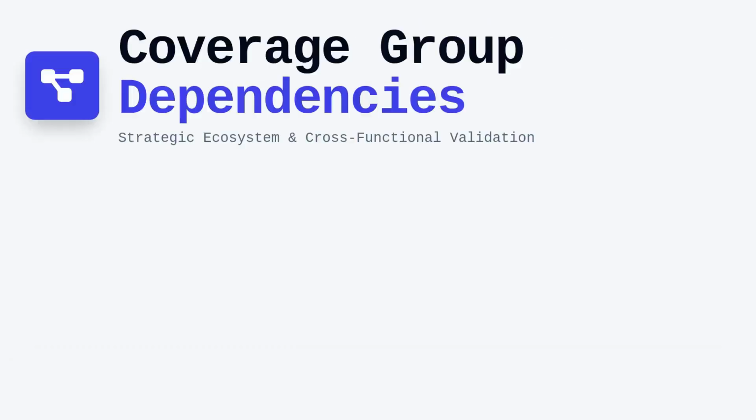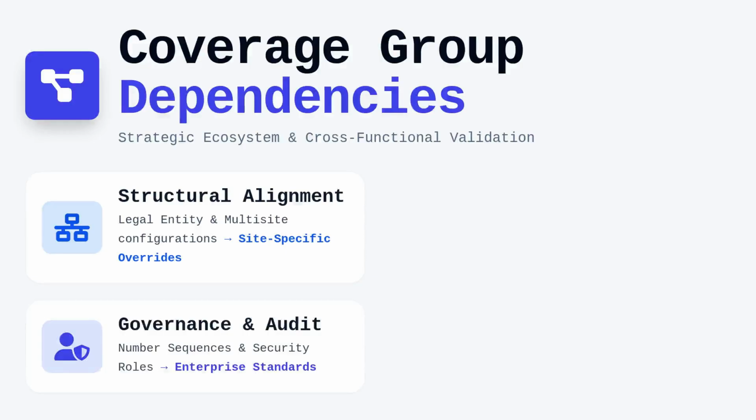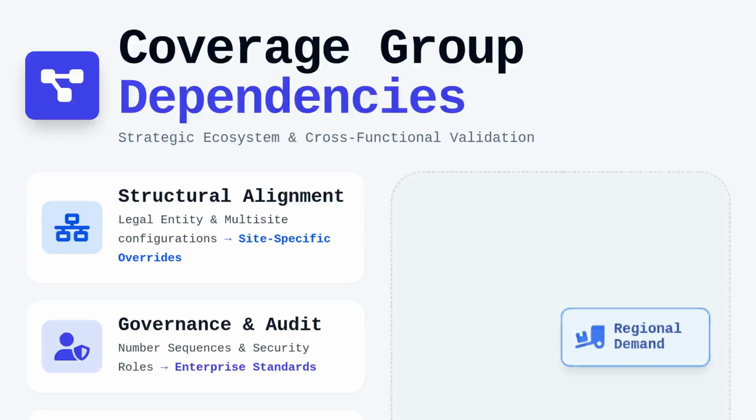Beyond the basic parameters, you must pay strict attention to the cross-functional dependencies that influence how coverage groups behave in a live environment. Coverage groups are not isolated settings. They interact directly with your legal entity definitions in multi-site configurations, requiring careful validation of site-specific overrides to ensure that regional supply demands are met. The number sequence framework and security roles assigned to the administrative users who manage these groups are often overlooked, yet they are vital for ensuring that the planning configuration remains consistent and auditable according to enterprise standards.